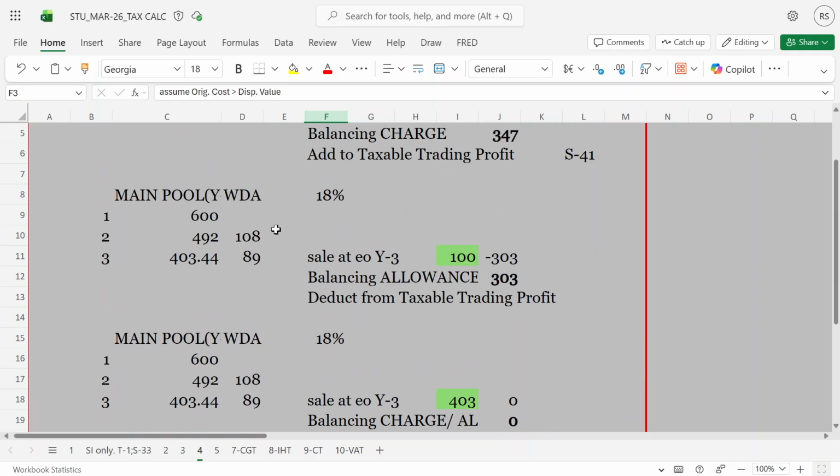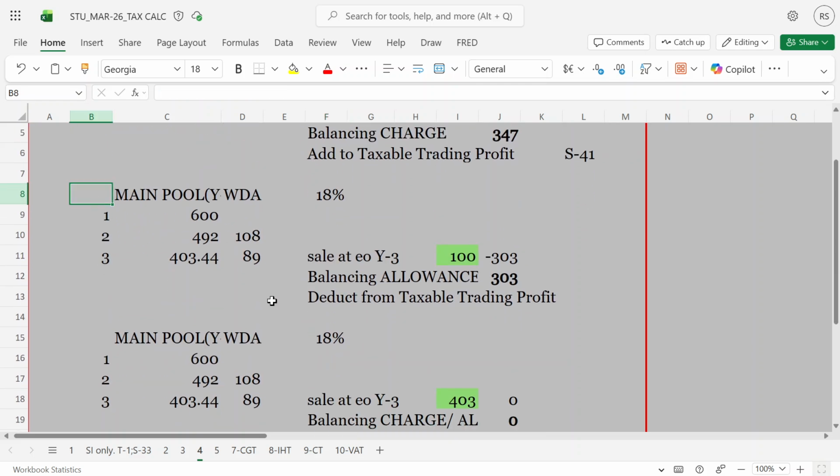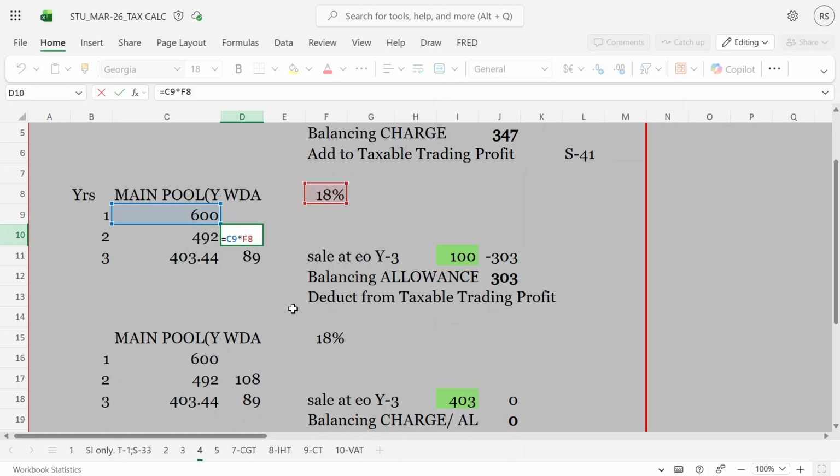Balancing allowances. So let's say these are the years, and then we have a main pool balance. At the end of year one, the main pool balance is 600. At the end of year two, you have this 108. So you take an 18% deduction on the main pool, and that becomes 108.